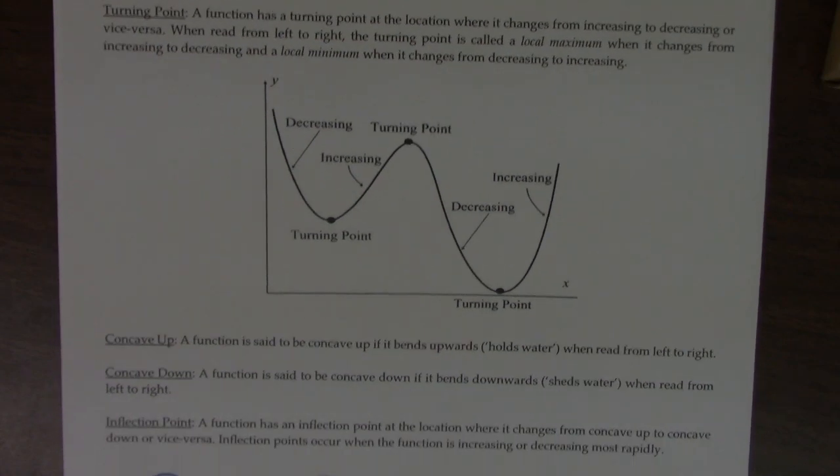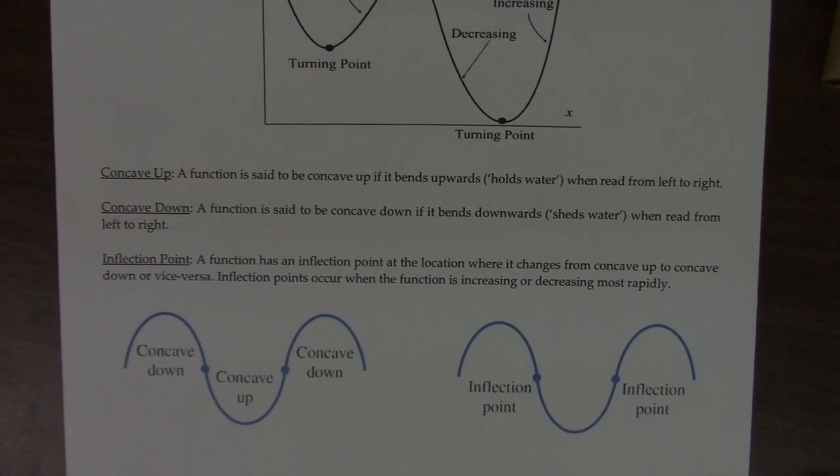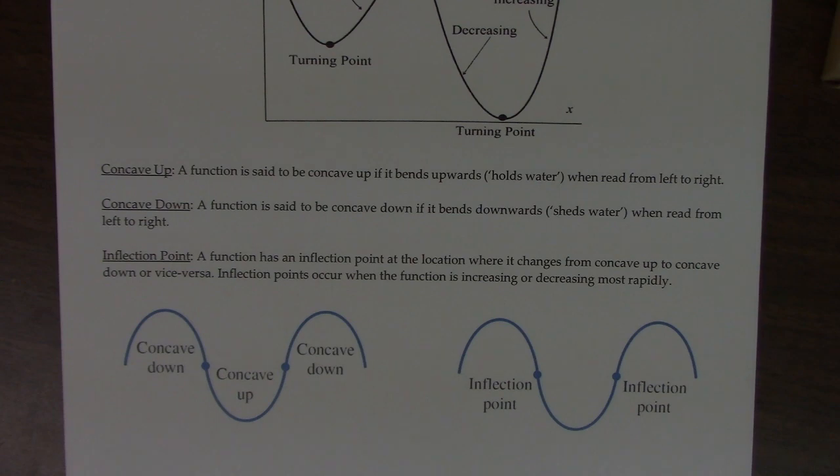Another attribute of a graph that we like to talk about is its concavity. So we say a function's concave up if it bends upward. So you can kind of imagine if that section of the graph would hold water, if it rained down from above. If it bends downward or would shed water, we call that concave down.